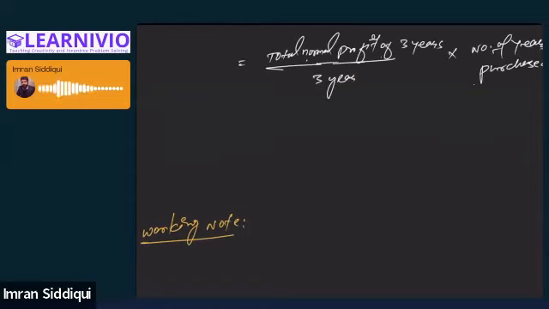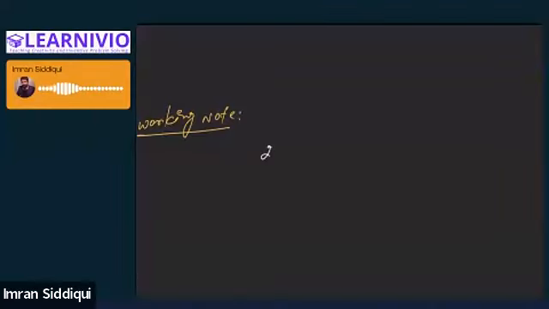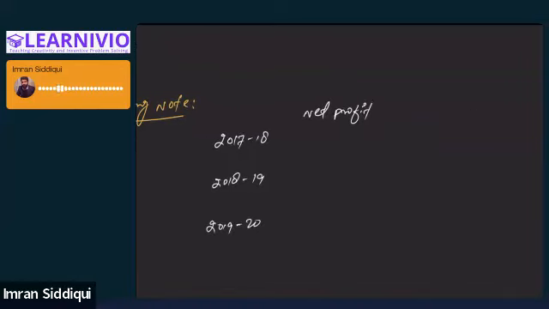we'll have to prepare an extra working note here. Working note, and in the working note, we'll calculate the normal profit of the firm. First of all, for the year 2017-18, then 2018-19 and 2019-20. Net profit is given, and we will be finding the normal profit for each year.